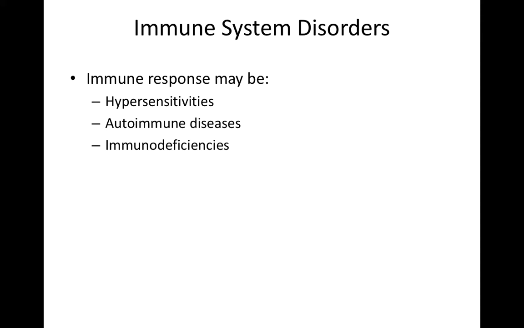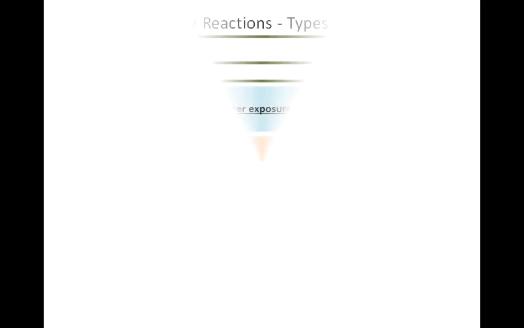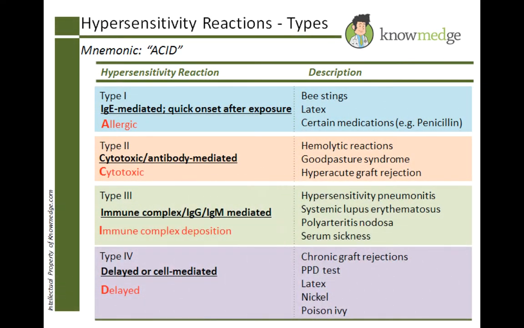There is some overlap between hypersensitivity and autoimmunity, where we are reacting to a self antigen. And then we have immunodeficiencies, where the response is deficient in some way, shape, or form. So we're going to start with the hypersensitivities, and there are four types. We've got type 1, 2, 3, and 4.